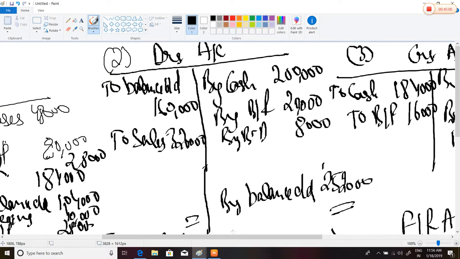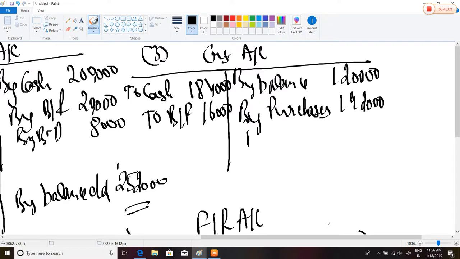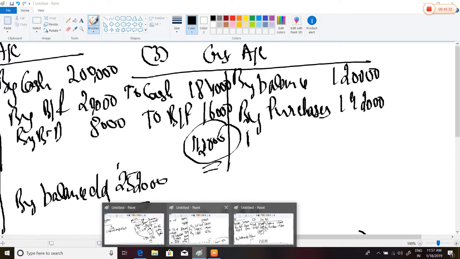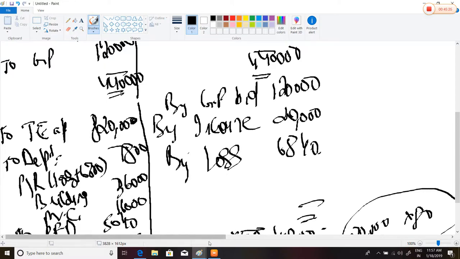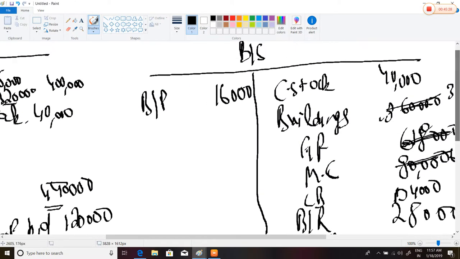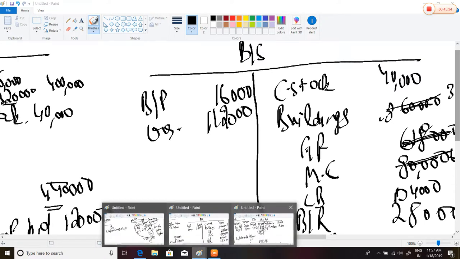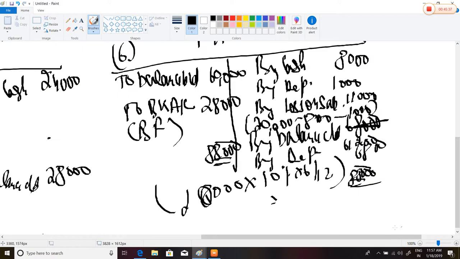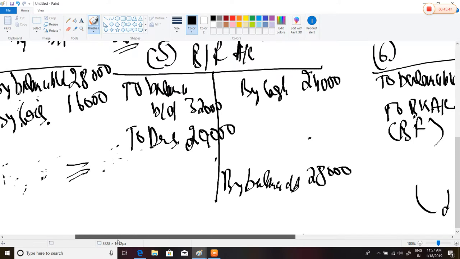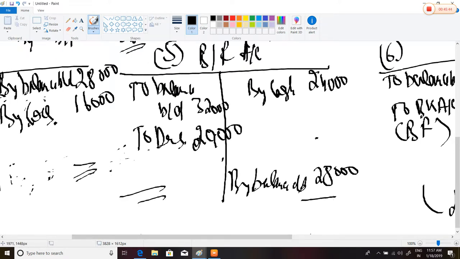Now see which accounts are yet to be closed. Creditors account, to balance carried down, 1,20,000 plus 1,92,000 minus 1,84,000 minus 16,000. 1,12,000 is the closing balance here. Creditors, 1,12,000. Then next, any account here which is left unclosed? Bills. I think every account is done.